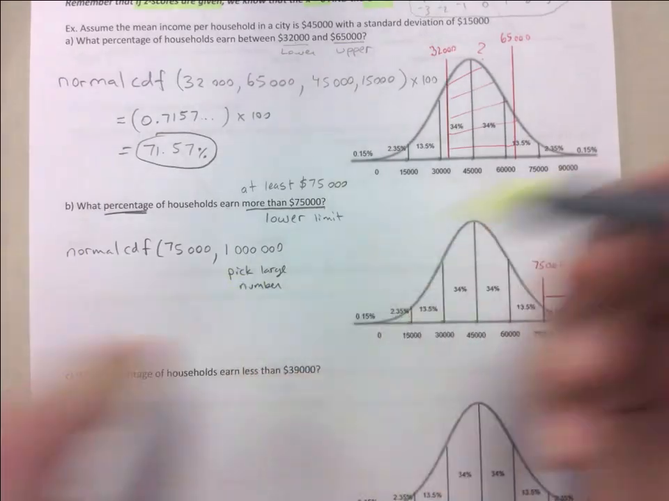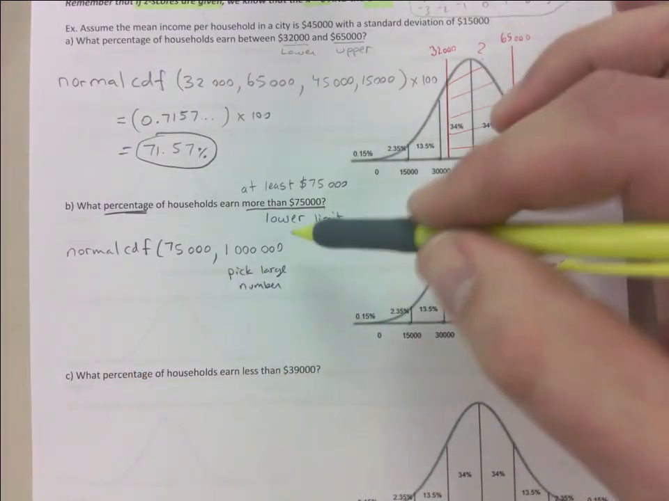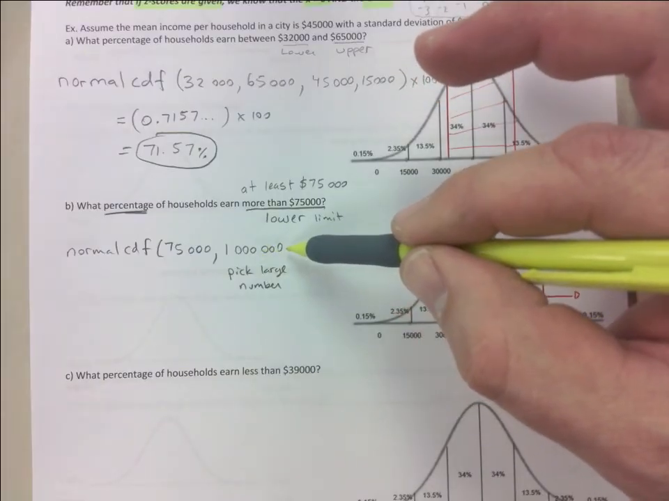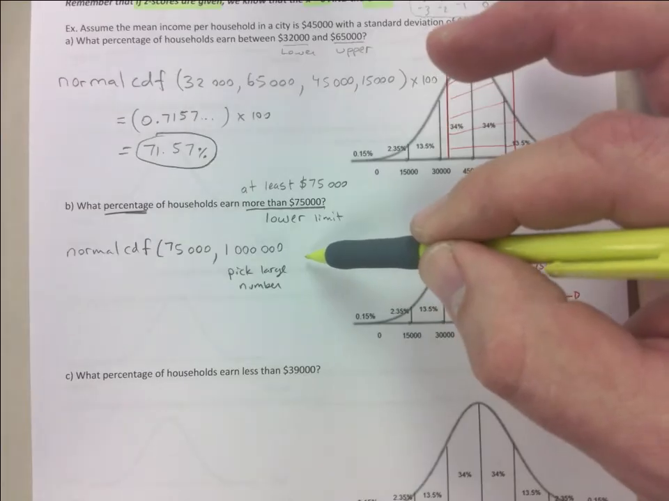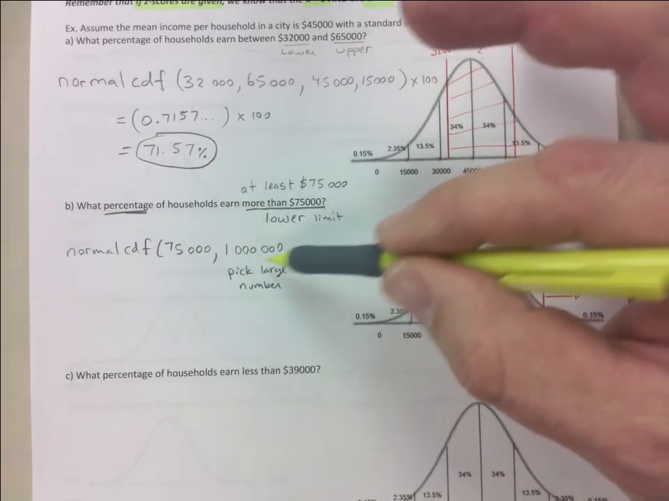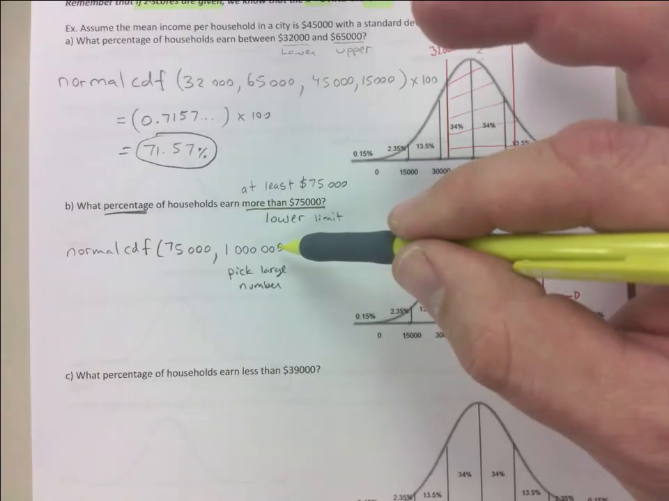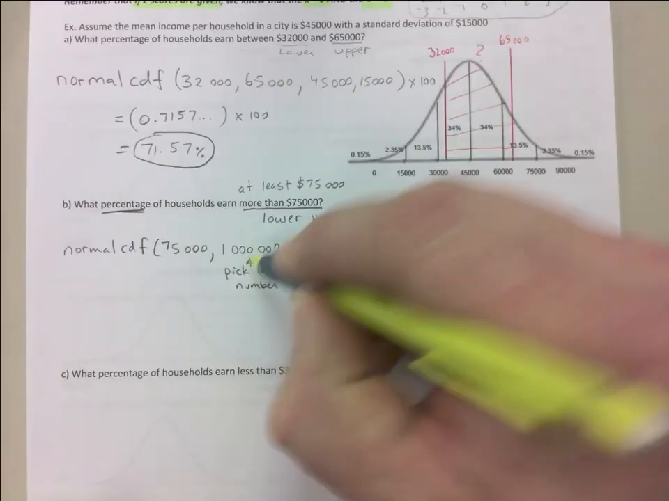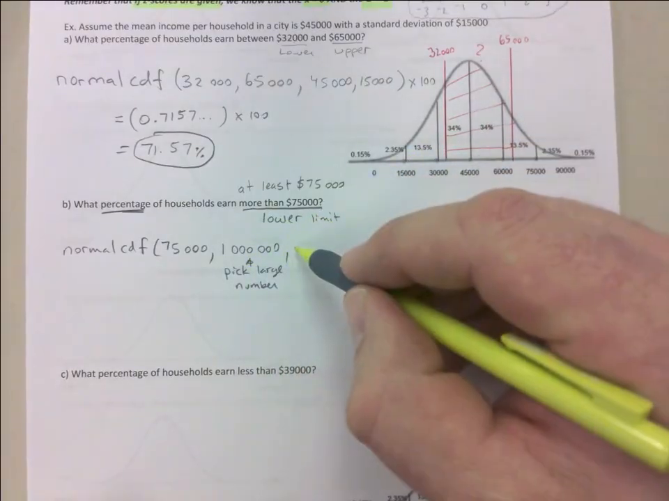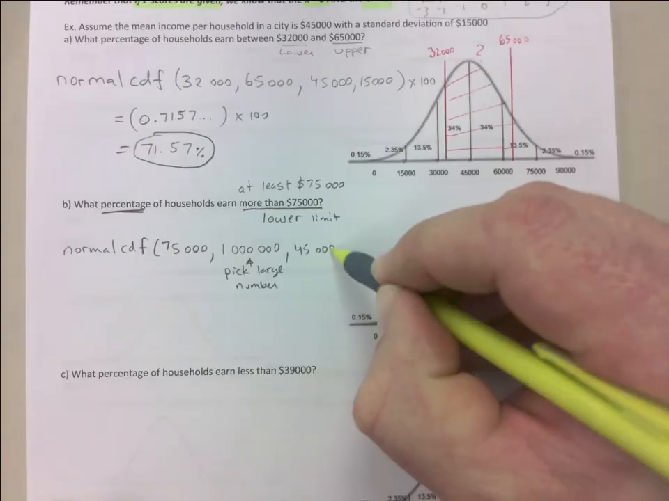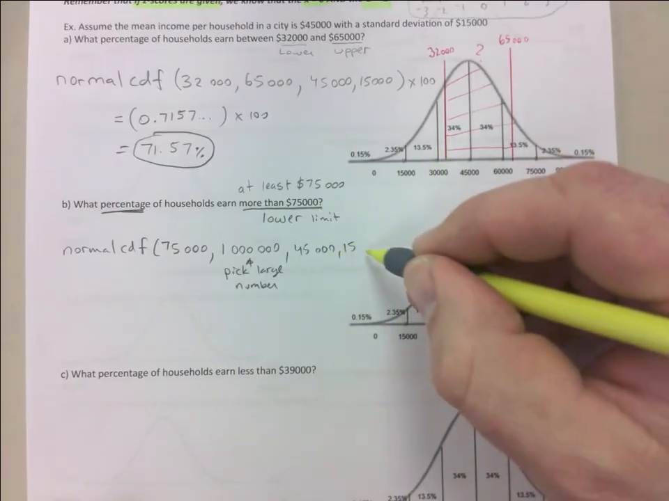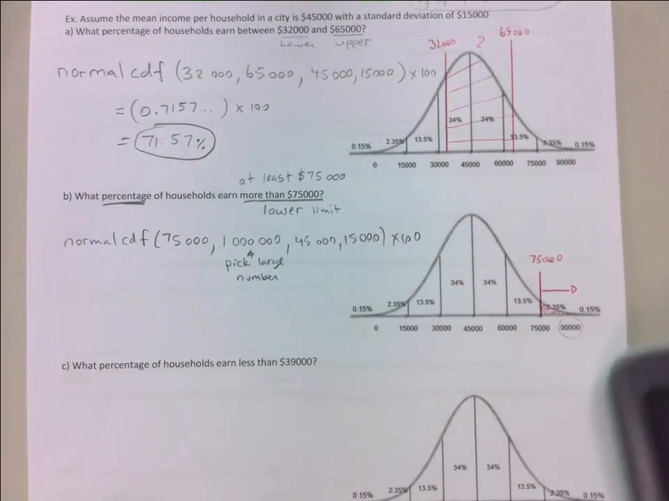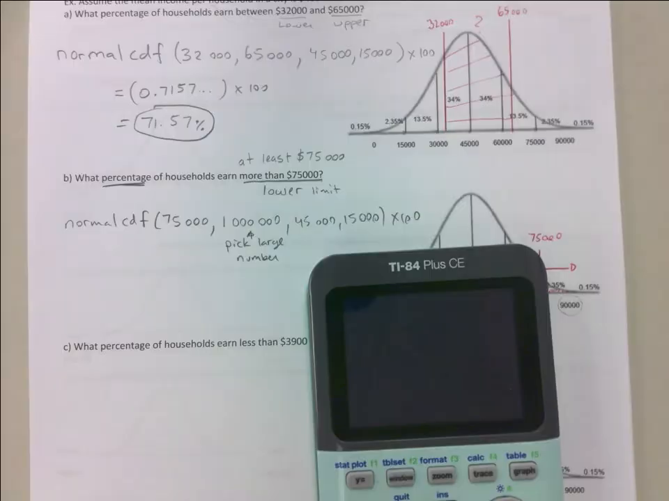And I will say that a million works. If you want large, you know what, if you went 10 million, 100 million, a billion, anything past, it doesn't change your final answer. You just have to pick something really, really large. So that's your upper, followed by the mean and the standard deviation. And then we're going to multiply our answer by 100. So go ahead and try it.